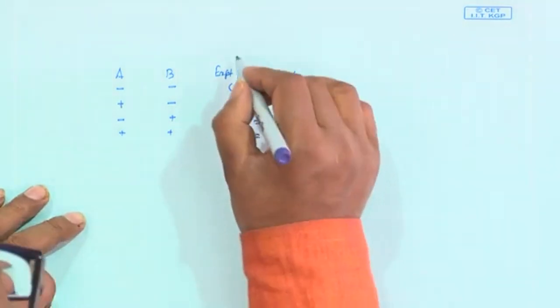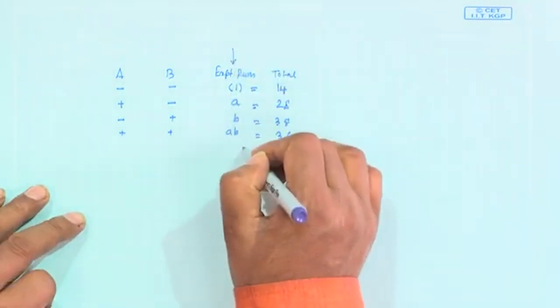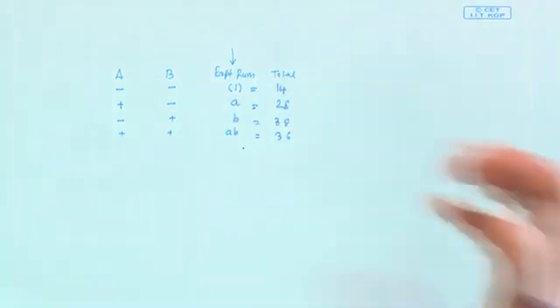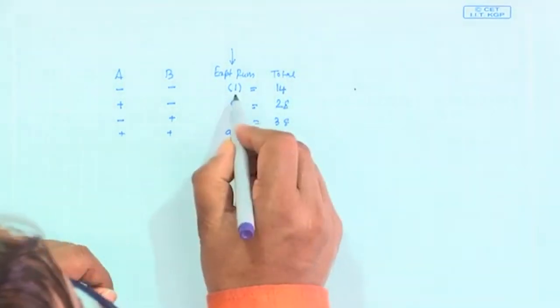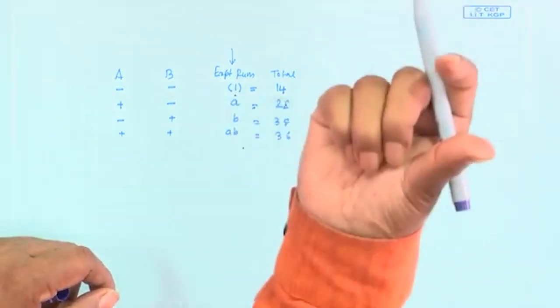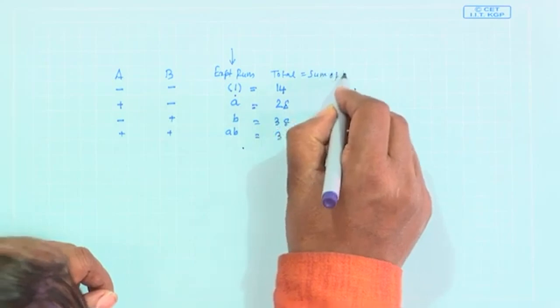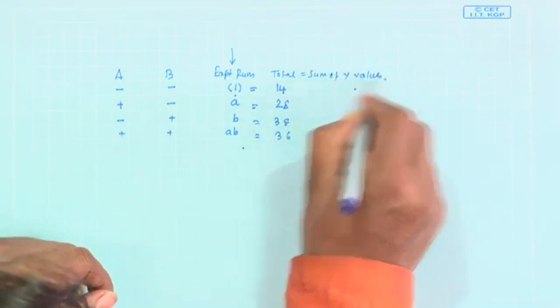So, this will be the experimental setting on one hand, and on the other hand the number means, suppose if there is only one replication, then this value is the one y value. So, the sum of y values, sum of y values.